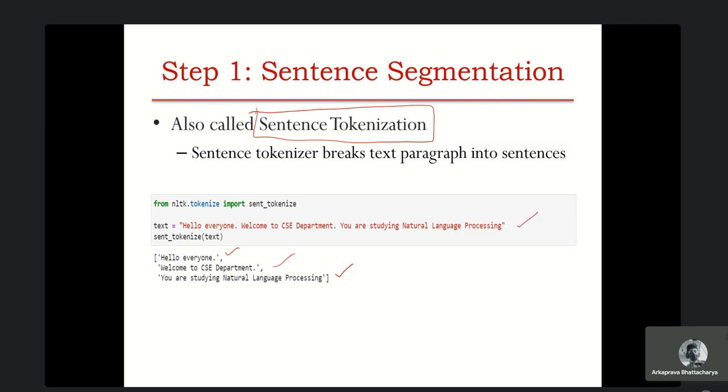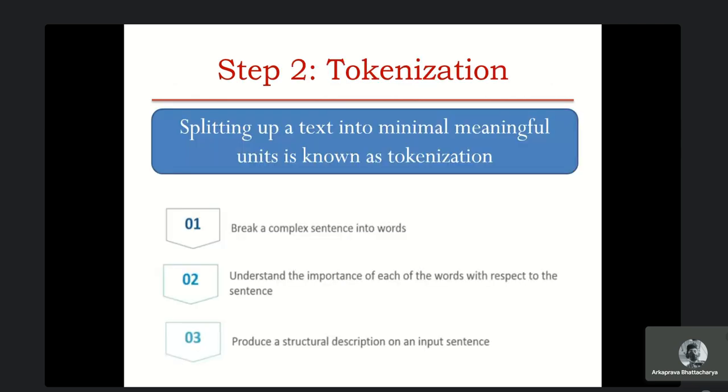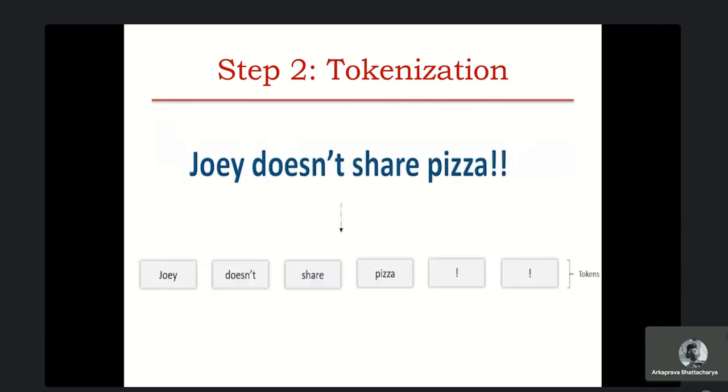So I have one single text here. Now when I perform sentence tokenization, I get: hello everyone, welcome to CSE department. You are studying natural language processing. Tokenizing is splitting up the text into minimal meaning units, which is what we know as tokenization. Tokenization can be done at the word level, the sentence level, or the paragraph level also.